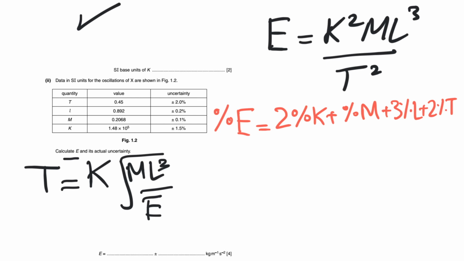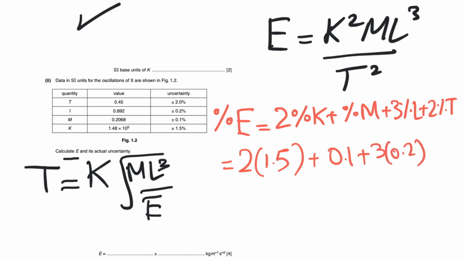Now the good part is that they have already given you the percentage errors of each value. So if you look closely, the percentage error in T is 2%, percentage error in K is 1.5%. So let's start. So percentage error in K is 1.5%, so I can write 2 times 1.5 plus percentage M is 0.1 plus 3 percentage L would mean 3 times 0.2, and plus 2 percentage T would mean plus 2 times 2.